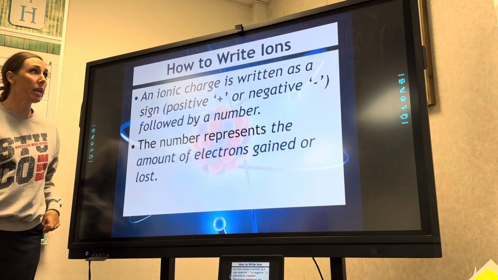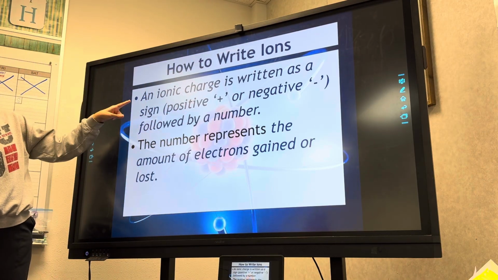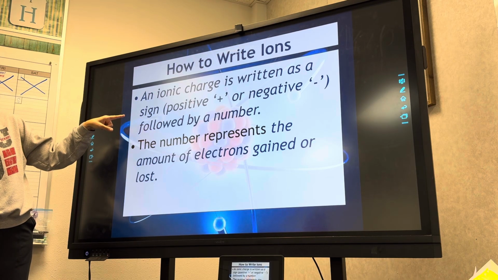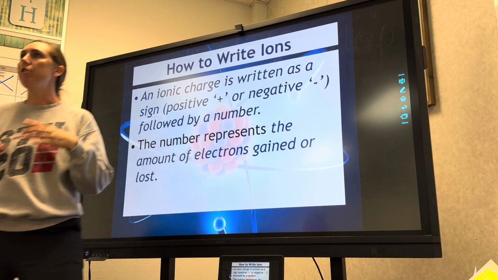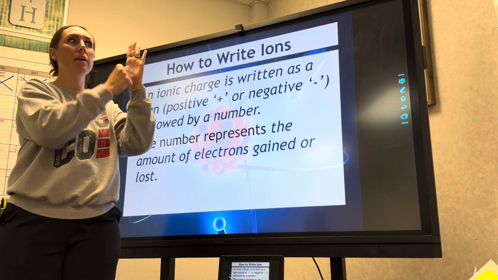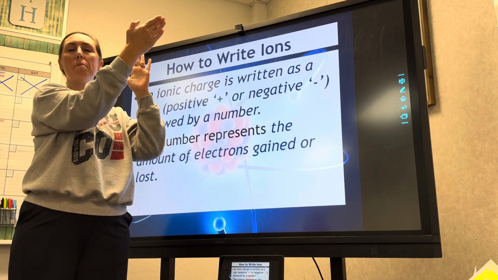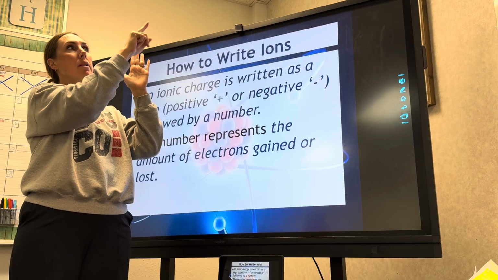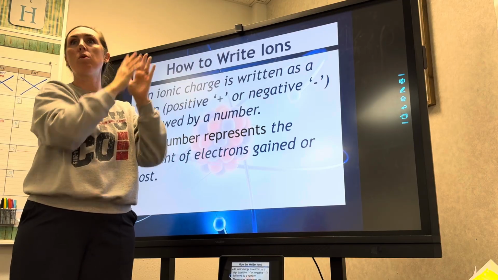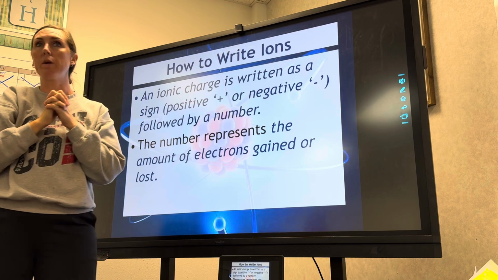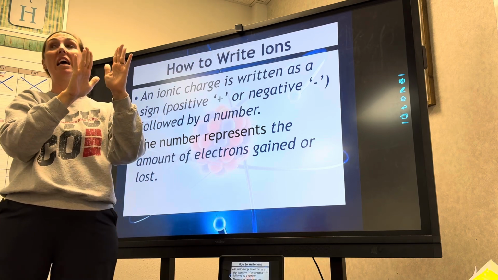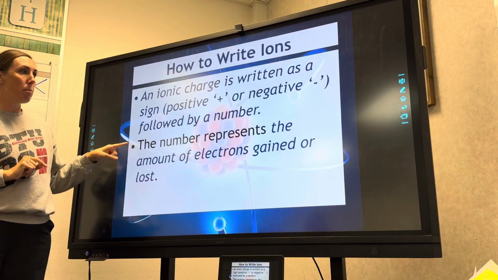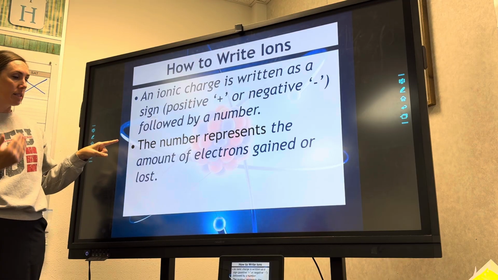Okay, how to write ions. An ionic charge is written as a positive sign or a negative sign followed by a number. If you would ever get like a B and then a plus, it means a 1 behind it, but it should always have a number. So it should be like B +1 or B -1. Whenever they tell us a plus or minus, we know it's an ion. There's a difference in protons and electrons. The number represents the amount of electrons gained or lost.